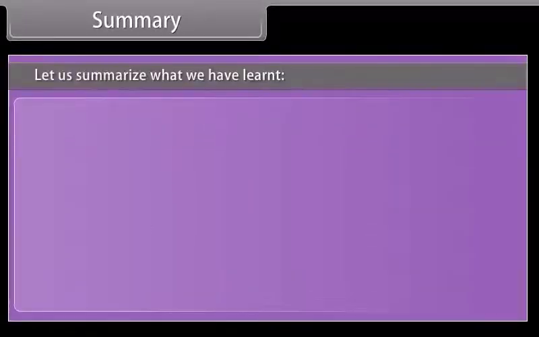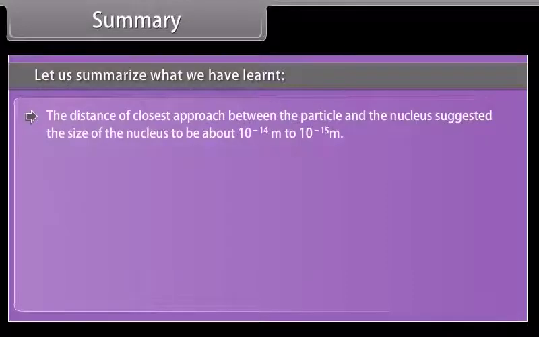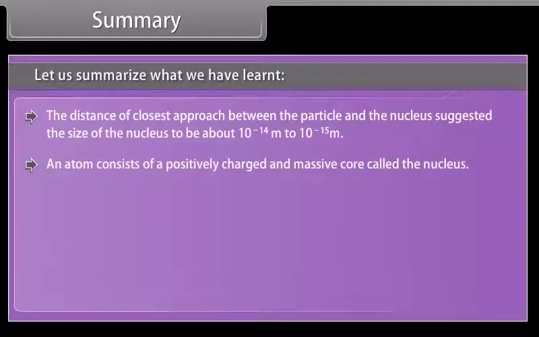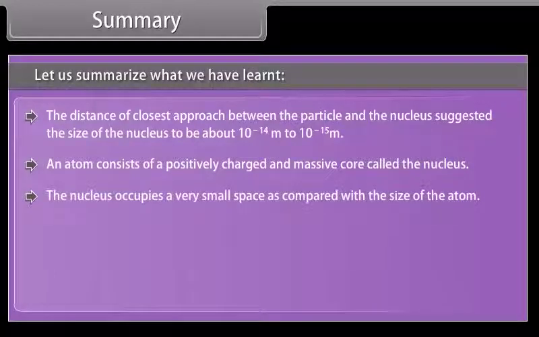Summary. Let us summarize what we have learned. The distance of closest approach between the alpha particle and the nucleus suggested the size of the nucleus to be about 10^-14 meter to 10^-15 meter. An atom consists of a positively charged and massive core called the nucleus. The nucleus occupies a very small space as compared with the size of the atom.